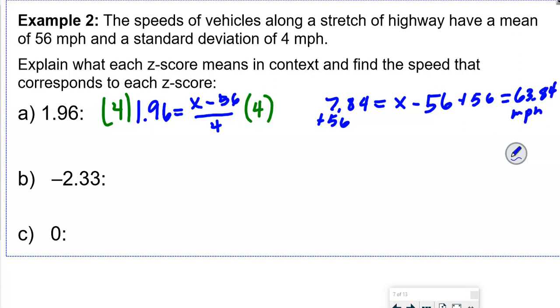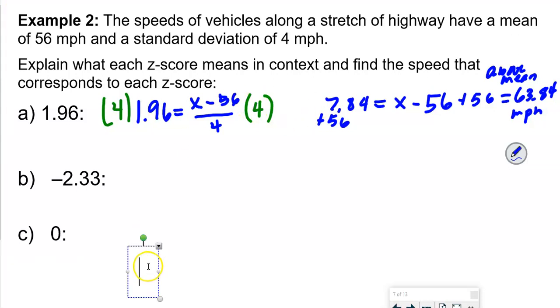Okay. And obviously that is above the mean, right? This one's above the mean. And we should have already known that because of our z-score, right? Our z-score is 1.96. So let's go ahead and talk about what b is going to be. So b is going to be below the mean, right? And c is going to be the mean, okay? So we should be able to look at that immediately and be able to assess that piece of information, okay?